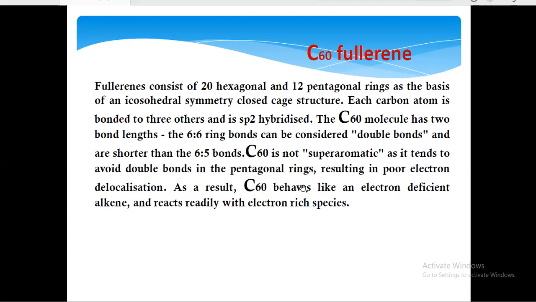That is, it tends to avoid double bonds in pentagonal rings, resulting in poor delocalization, because if it is avoiding the double bonds in the pentagonal rings, there will be electron deficiency. The result is poor electron delocalization, so there is no stability. So it behaves like an electron deficient alkene and reacts readily with electron rich species. This also acts as a kind of positive factor for this molecule, which we are going to study in the further slides.